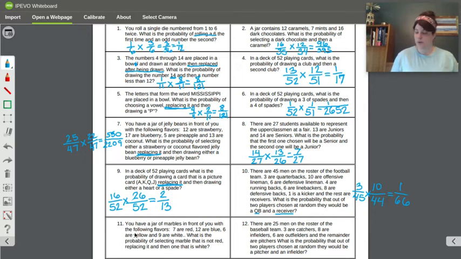All right, 2 more to go. Number 11. You have a jar of marbles in front of you with the following flavors. It should be colors. 7 are red, 12 are blue, 6 are yellow, and 9 are white. What is the probability of selecting a marble that is not red? So our first one is not red, replacing it, and then one that is white. So there are in our jar 34 total marbles. 7 plus 12 plus 6 plus 9, 34 total marbles.